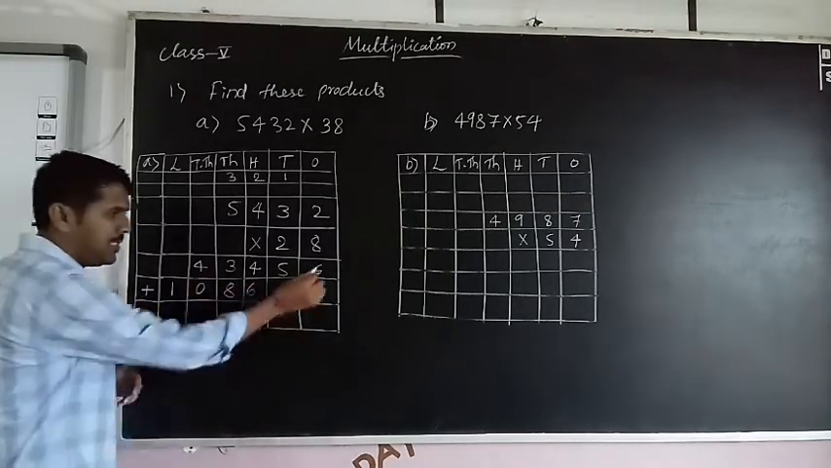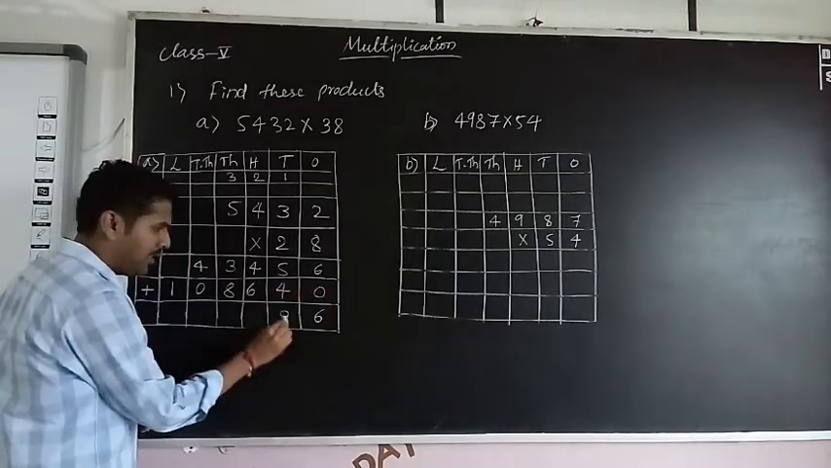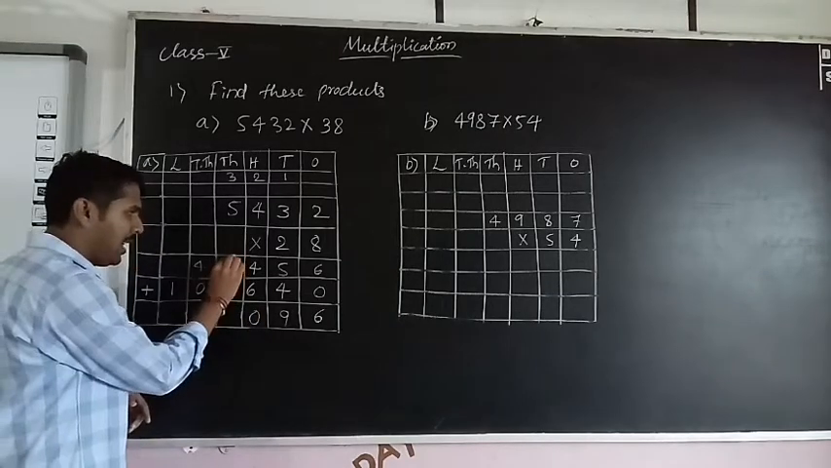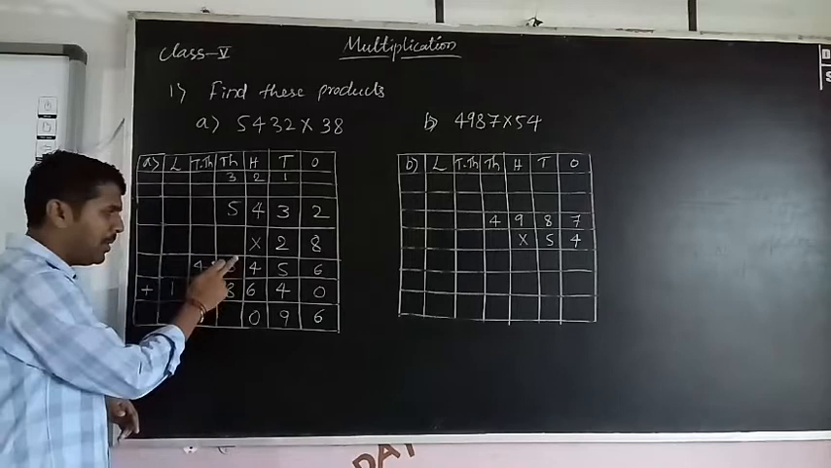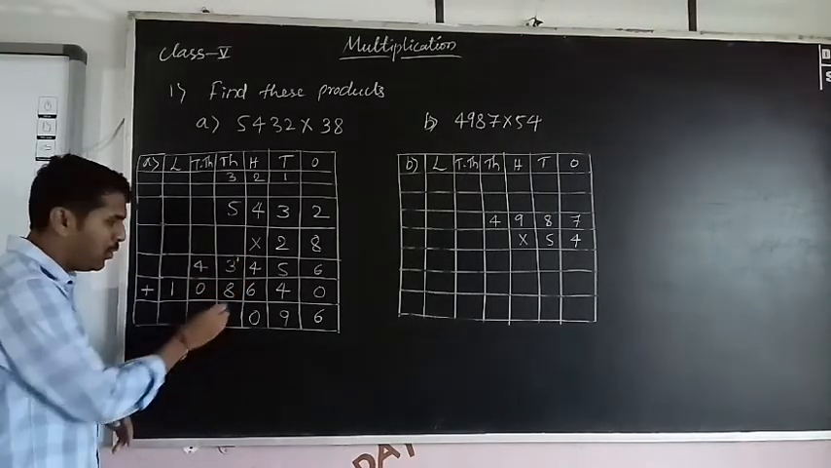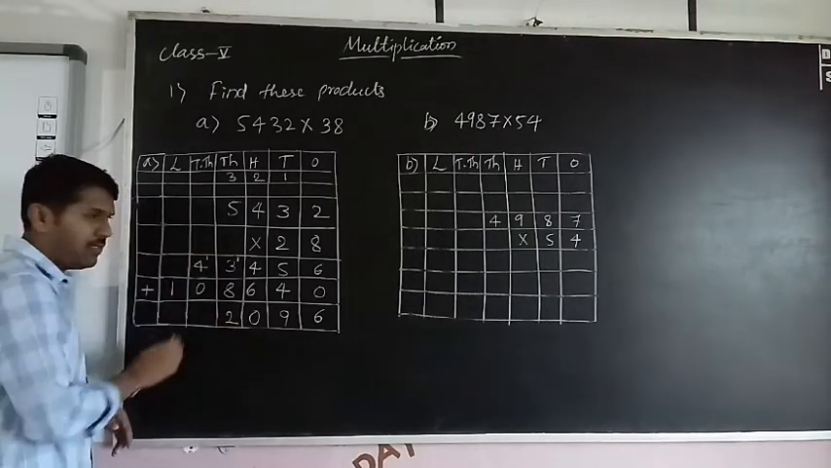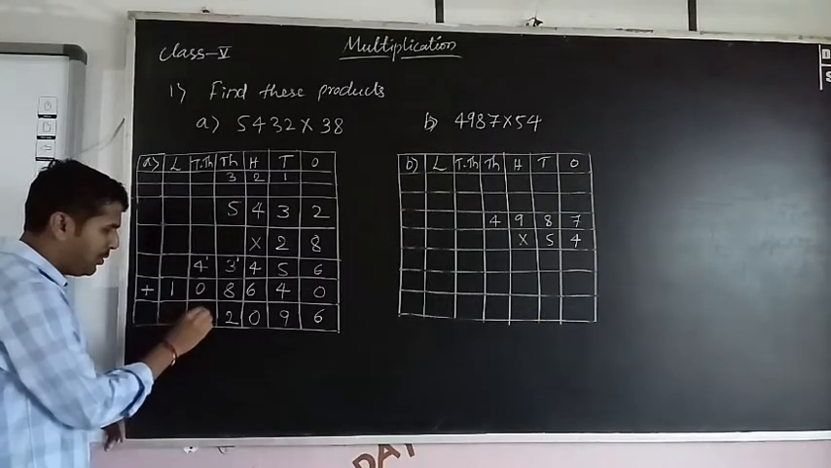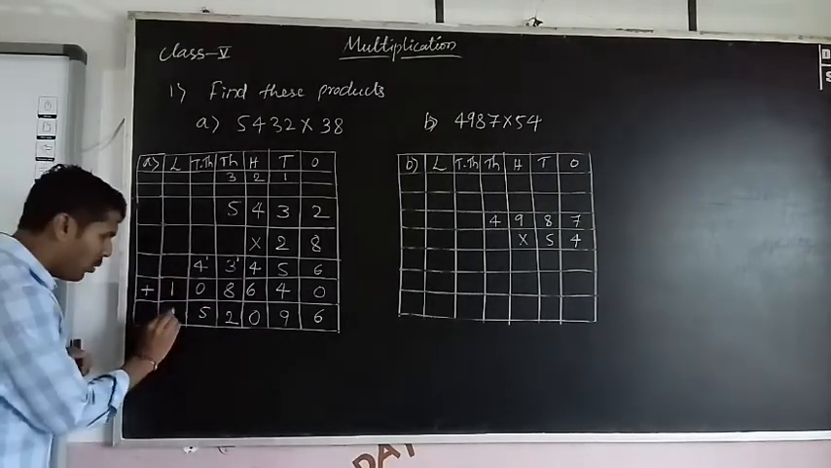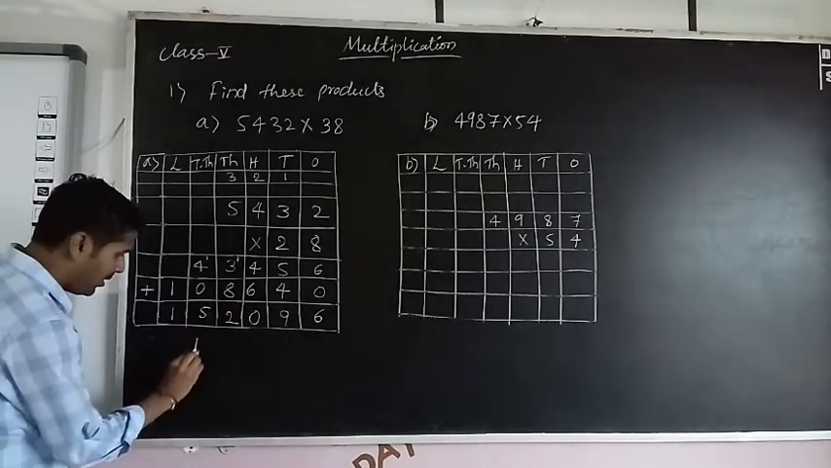Add these two. 6 plus 0, 6. 5 plus 4, 9. 4 plus 6, 10. Only 0, so 1 carry here. 3 plus 1, 4. 4 plus 8, 12. So here 1 carry again. 4 plus 1, 5. 5 plus 0, 5 only. There is no number with 0 here. 0 plus 1, 1. So what is the answer? Write down that one.